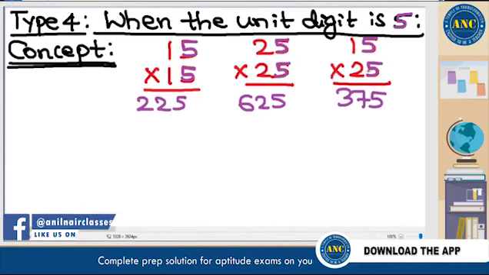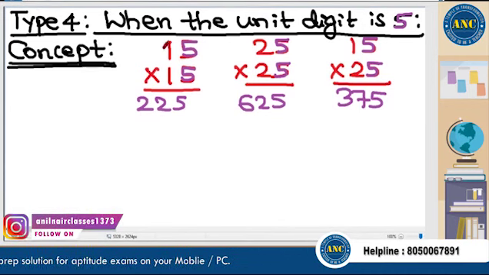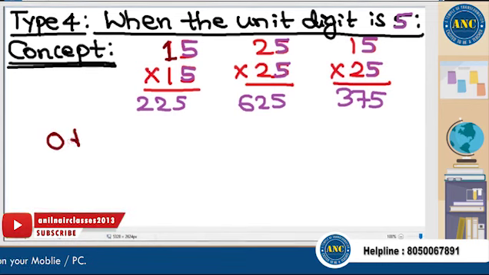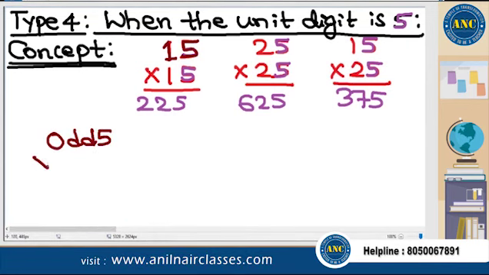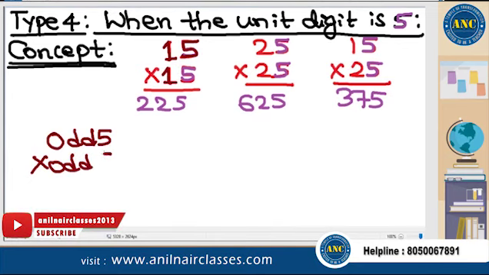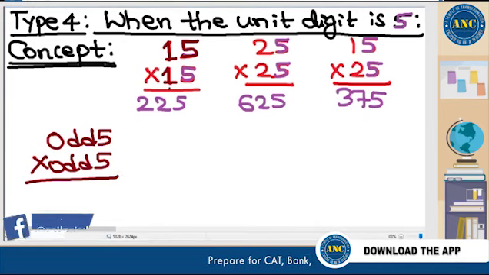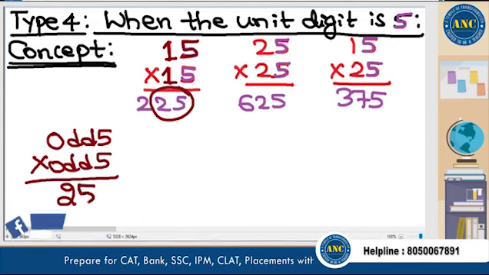Forget about that 5 for a temporary being. What is this 1? 1 is an odd number. Odd number is ending with 5, into this one is also an odd number. Odd number ending with 5 into another odd number ending with 5. What are the last 2 digits? Last 2 digits is 25.